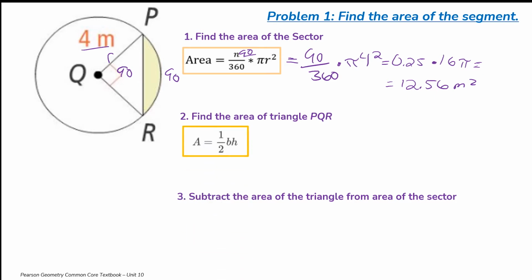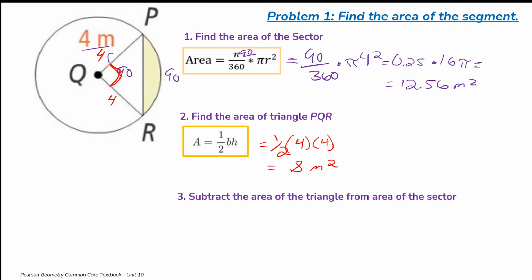Then I want to find the area of the triangle. So 1/2 base times height. And notice here we have a right angle. Since this is a right angle, that tells me that that 4 is the altitude or the height. So that my height would be 4, and then the base would be 4 as well, because remember the radius is the same. So I'm plugging that in. The area equals 1/2. Base is 4. Height is also 4 because we have that right angle there. And that will give me 8 meters squared.